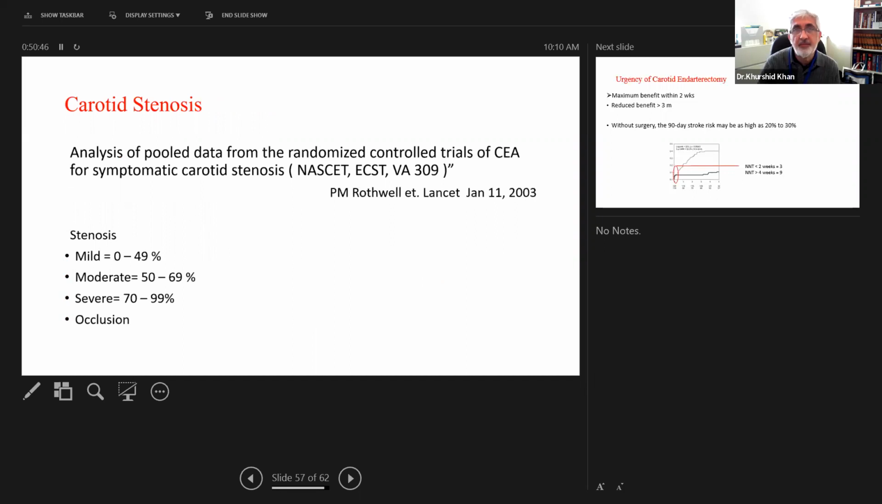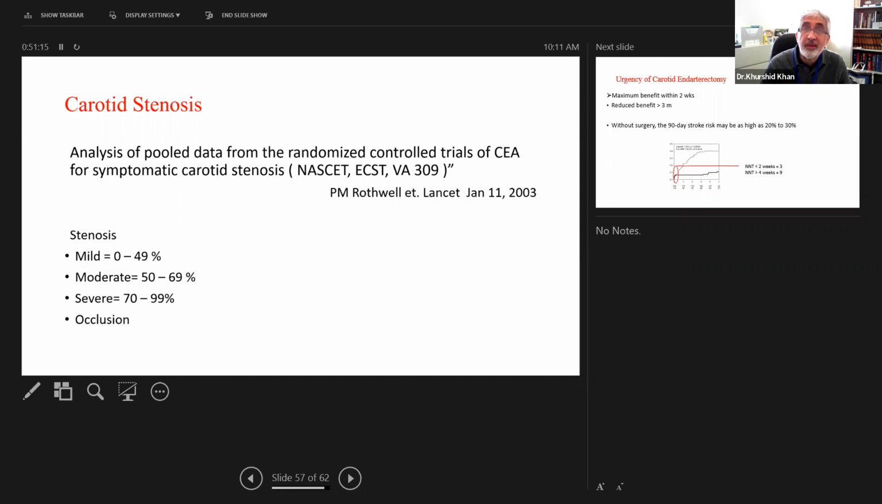A couple of slides with respect to carotid stenosis. It is categorized into mild, moderate, and severe. For severe stenosis, if it is symptomatic, endarterectomy or stenting is recommended. For moderate stenosis in men, endarterectomy, if it is symptomatic, or stenting is recommended. Optimal medical treatment should be advised as far as female gender is concerned.